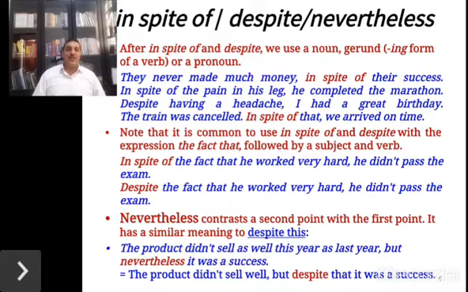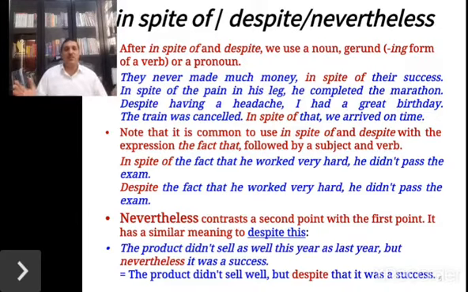Here, after in spite of, and despite or nevertheless, we use a noun, gerund, or a pronoun. Okay, so when we have in spite of or despite, we don't use a complete sentence, noun and verb and complement. We directly use either a gerund or a noun or pronoun. Let us see how. They never made much money in spite of their success. So directly noun and possessive adjective. In spite of the pain in his leg, see here prepositional phrase. In spite of the pain in his leg.